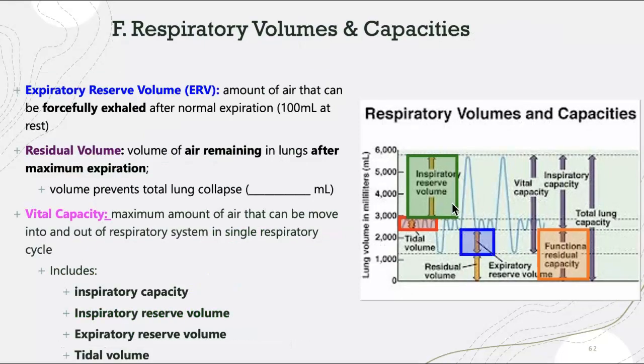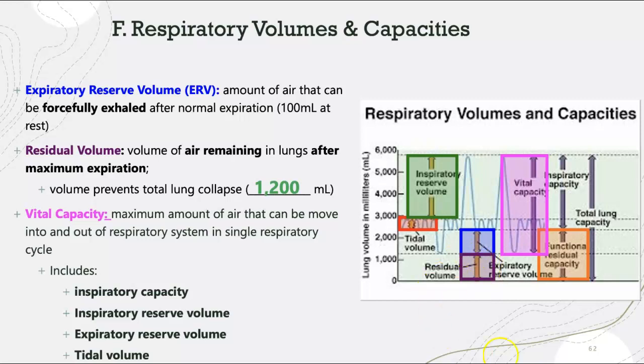And next we have our expiratory reserve volume. This is the amount of air that we can forcefully exhale after a normal expiration, and this should be about 100 milliliters at rest. Now you may be wondering, why can't we push all the air out of our lungs? That's because we have to have this residual volume, an amount of air that we leave within our lungs after maximum expiration. And that is because we need this amount of air to stay in our lungs in order for our lungs to remain inflated and not collapse. This should be approximately 1,200 milliliters.